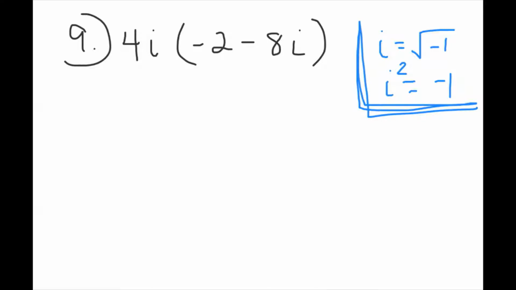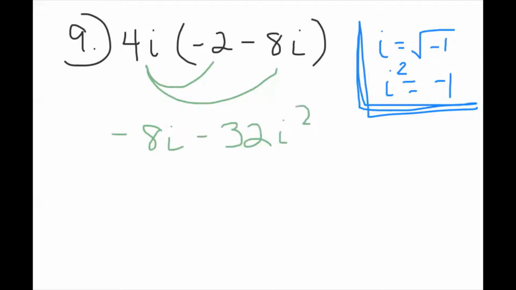So when I'm looking at this first problem, this is question 9 on your worksheet, it's on the next slide, I have 4i times -2 minus 8i. I'm going to treat this 4i just like it was a 4x, and I'm going to distribute it to every single number inside of my parentheses. So 4i times -2 is going to give me -8i. And then 4i times -8i is going to give me -32i squared.